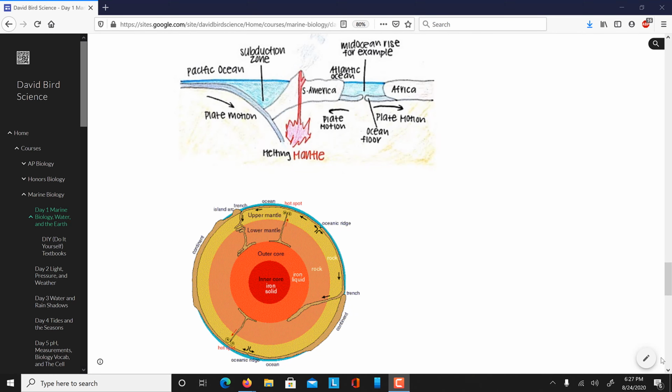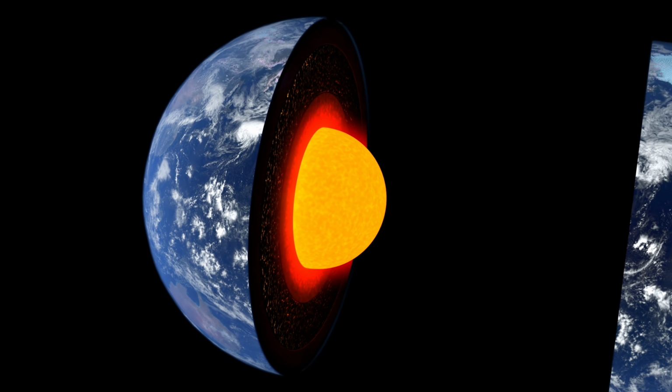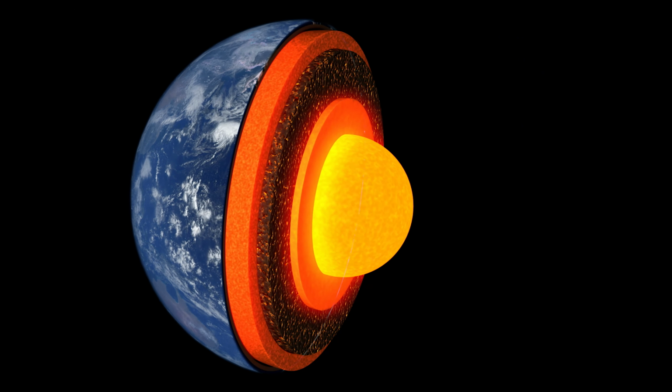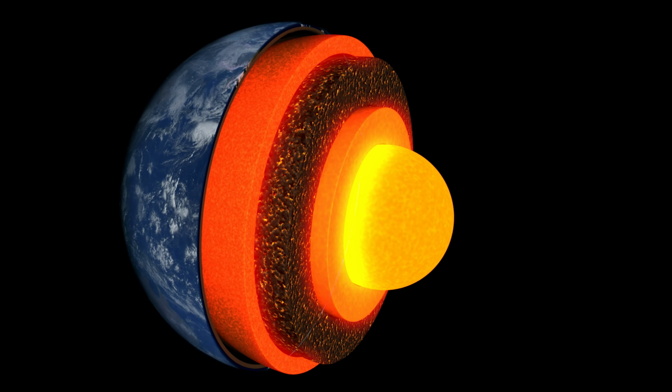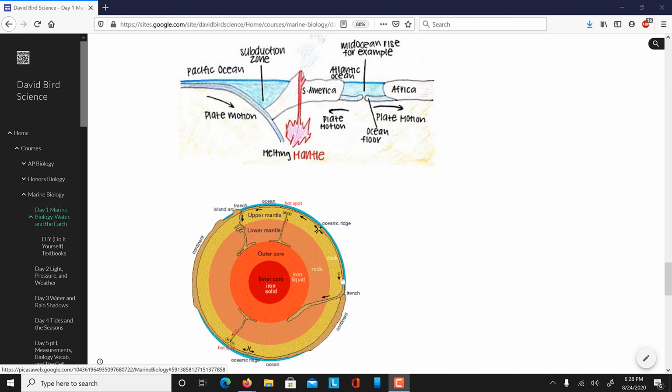Hello, science people. Today we're going to talk about how the oceans formed. As you probably know by now, the Earth is made up of layers. We have the inner core, which is solid iron, the outer core, which is liquid iron, we have the lower mantle, the upper mantle, and then we have the crust.